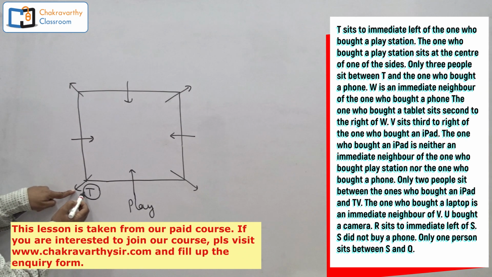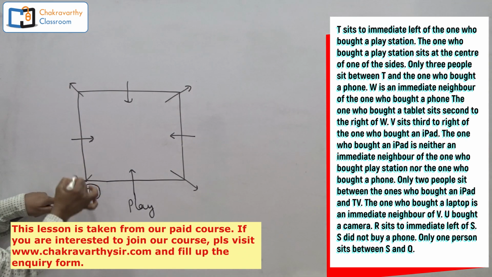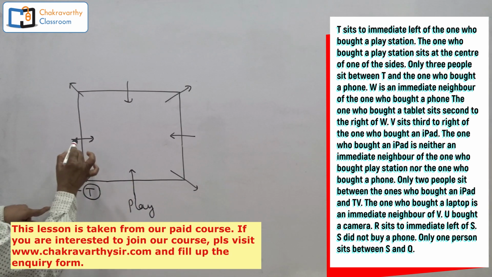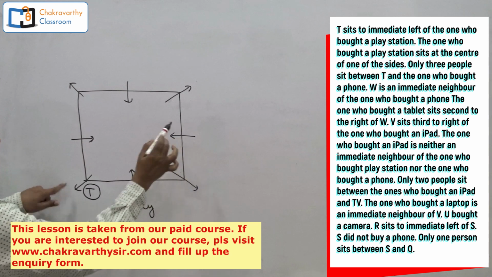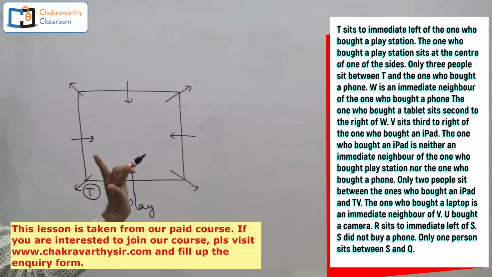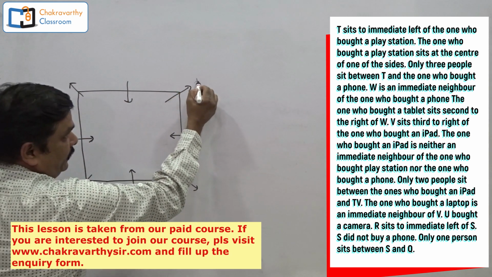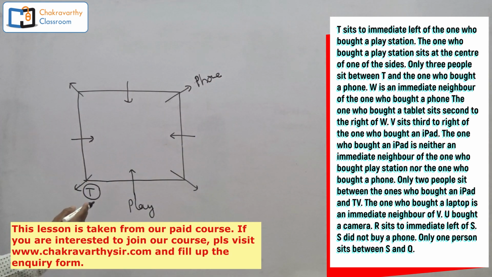Only 3 persons between T and the one who bought the phone means if you take for T on the right side or left side, 3 persons, 1, 2, 3. Here on this left side, 1, 2, 3. So anyway, between the person who bought a phone and T, there should be 3 persons. Whatever it may be, I am taking this person as the person who bought a phone. Over. I don't know who he is.